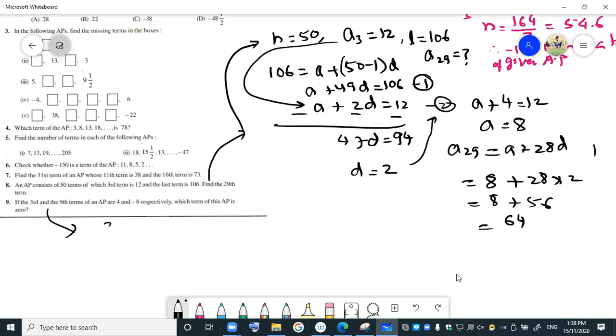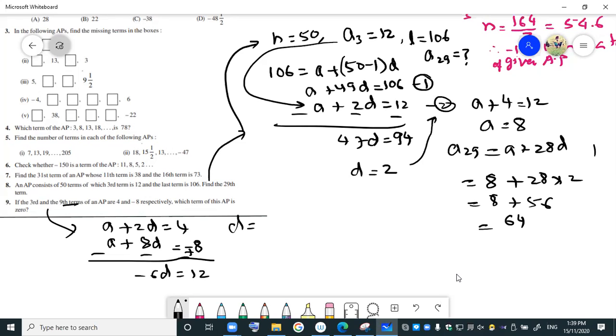Third and ninth term. Yes, the third term is what? A plus 2d. A plus 2d is given as 4. And the ninth term, a plus 8d, is equal to minus 8. So which term of the series will be 0? They have asked the number of which term will be 0. So first you need to find a and d, then this will become plus, so 8 minus minus 6d will be equal to 12, so d will be equal to minus 2, then minus 2 put in first, so a minus minus 4 is equal to 4, a will be equal to 8.